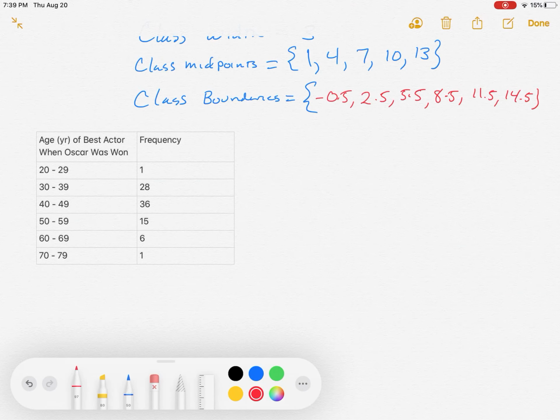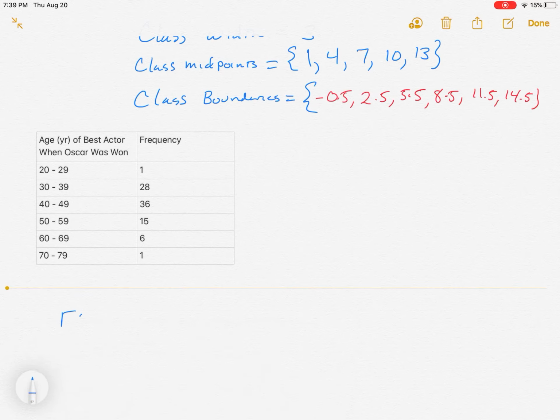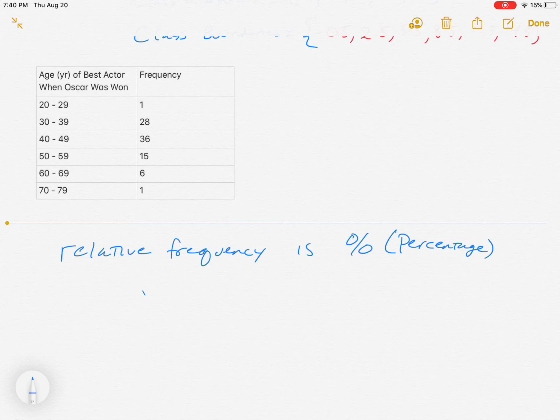that shows relatively how big the class is. So relative frequency is percentage. That's all it's asking for: the percentage of data that lies there. I think some of your Chapter 1 skills review will be finding percentages. So we need to figure out what percent of the data lies in each one of those classes. A relative frequency table is always formed from a frequency table.